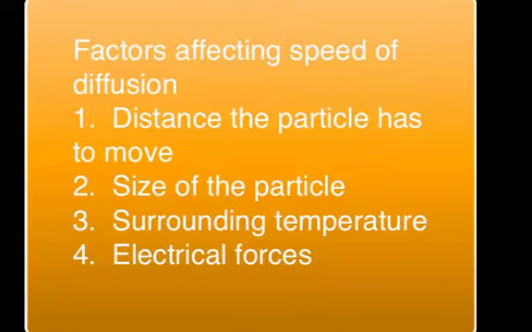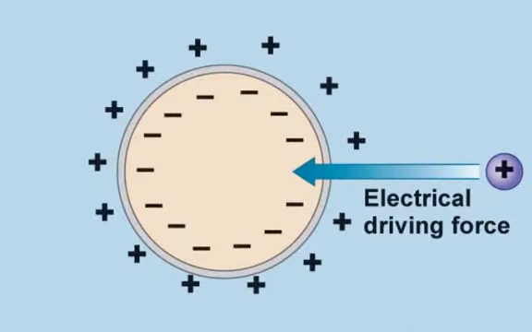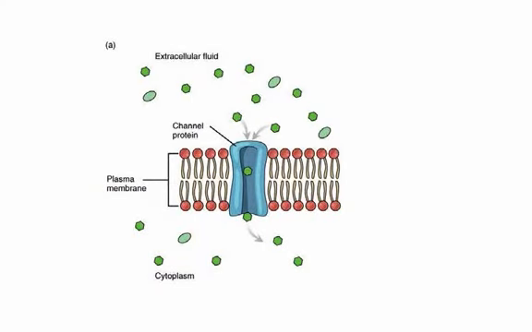And electrical forces are a factor as well. Opposite charges attract, so a positively charged molecule will be attracted to the negative charge inside the cell and will be able to diffuse more quickly than a negatively charged molecule, which would repel from the negatively charged molecule inside the cell. Across the plasma membrane, diffusion can be either simple or channel-mediated.